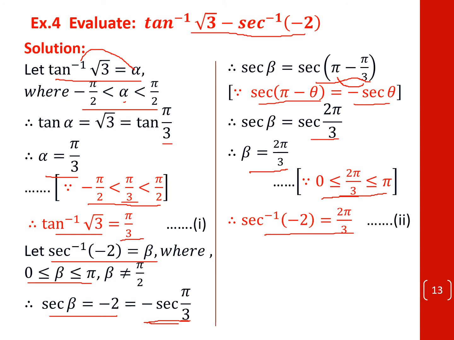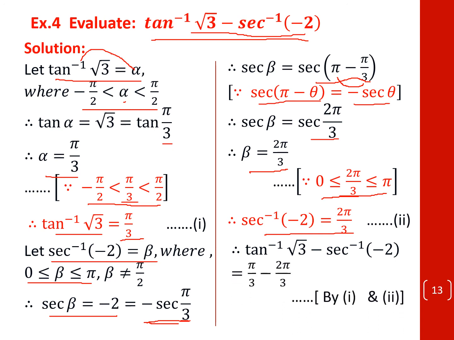Now consider our given quantity, that is tan inverse root 3 minus sec inverse of minus 2. From 1 and 2 we will substitute tan inverse root 3 as pi by 3 and sec inverse of minus 2 is equal to 2 pi by 3. Therefore, which is equal to minus pi by 3.